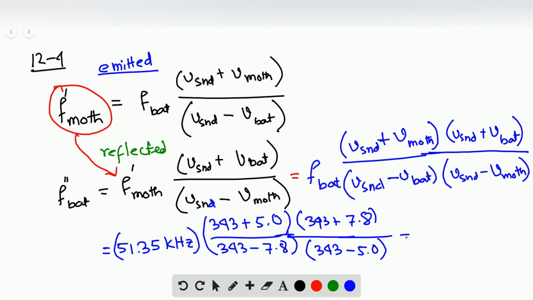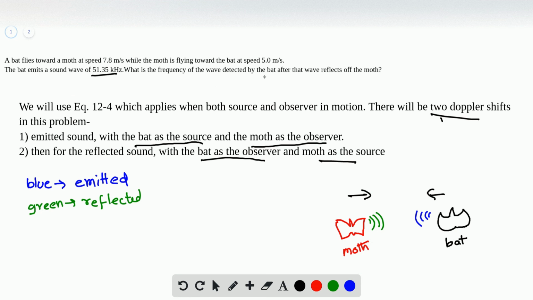And if we do that, we'll get 55.3 kilohertz. So that's what the bat will receive after it reflects off the moth.